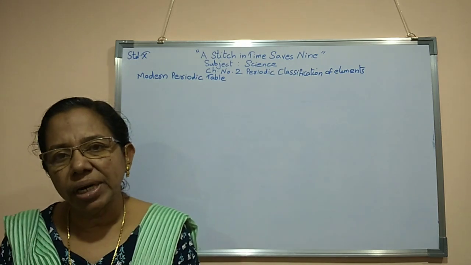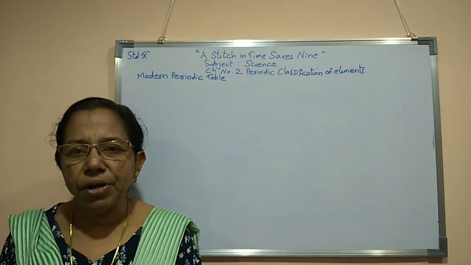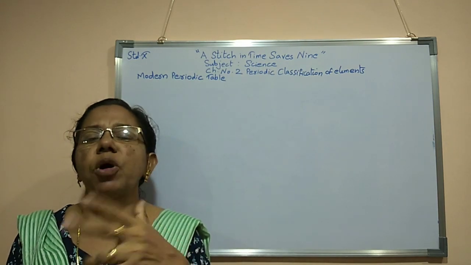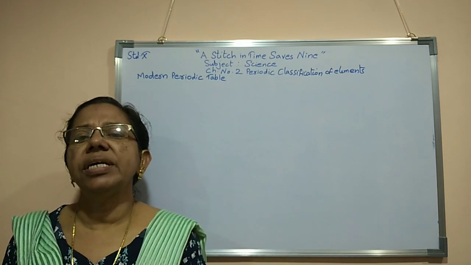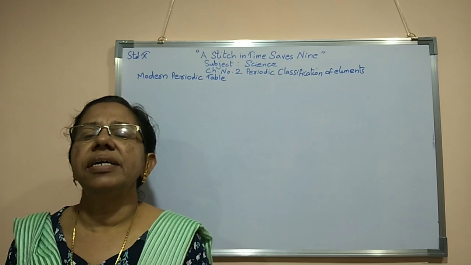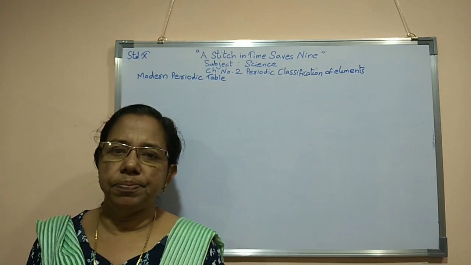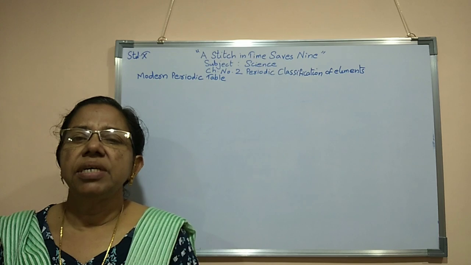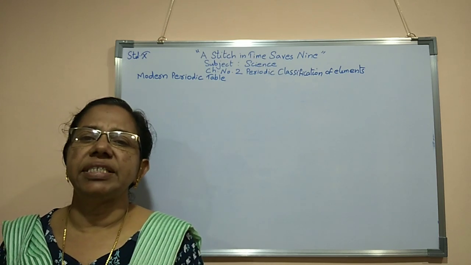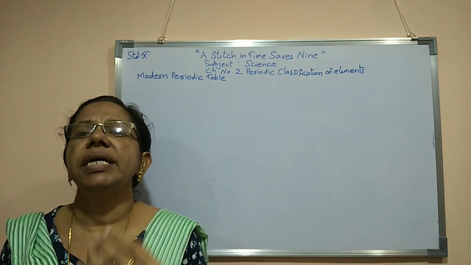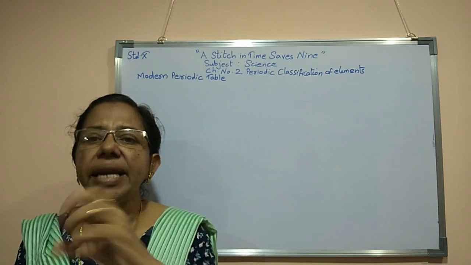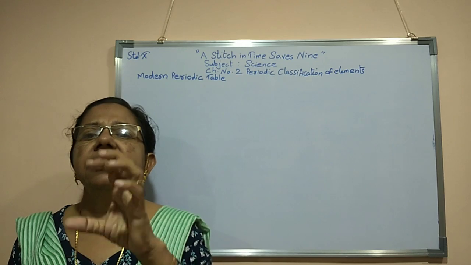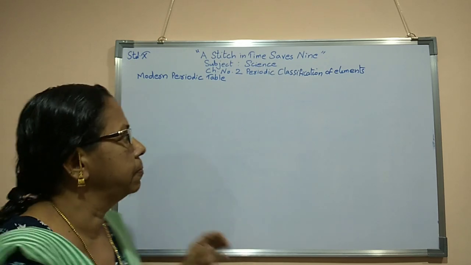Now, what is the modern periodic law? The modern periodic law states that the properties of elements are the periodic function of their atomic number. He proved this with the help of a demonstration done using an X-ray tube. He said that in an atom, at its center, there is a nucleus.